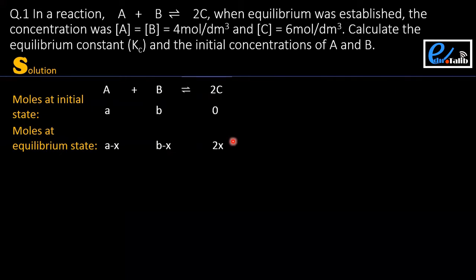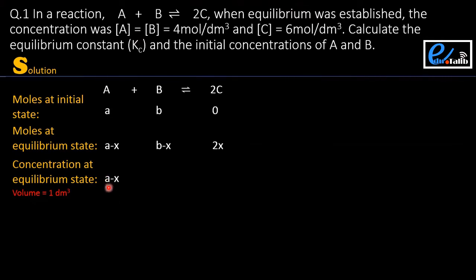Now moving ahead to write the concentration at equilibrium state, since the volume is not given in this question, we can easily assume the volume of the system or the container is 1 dm cube. So by dividing the number of moles by 1, the concentration is the same as the number of moles. The concentration of reactant A is a minus x, B is b minus x and C is 2x. Now these are the concentrations at equilibrium.